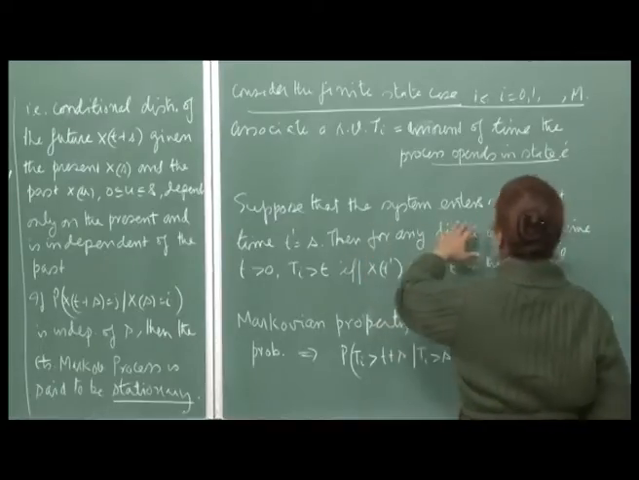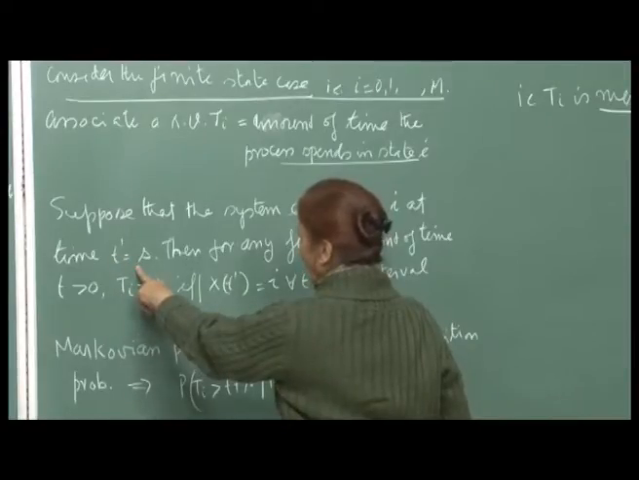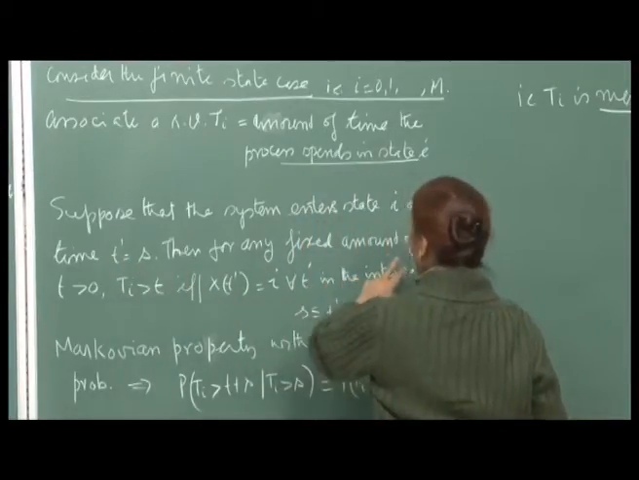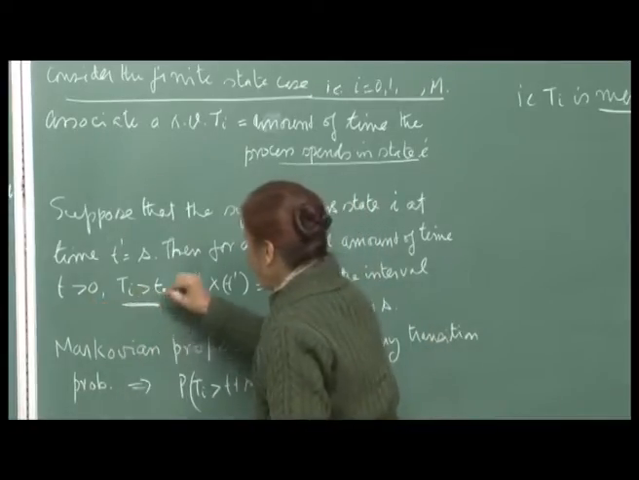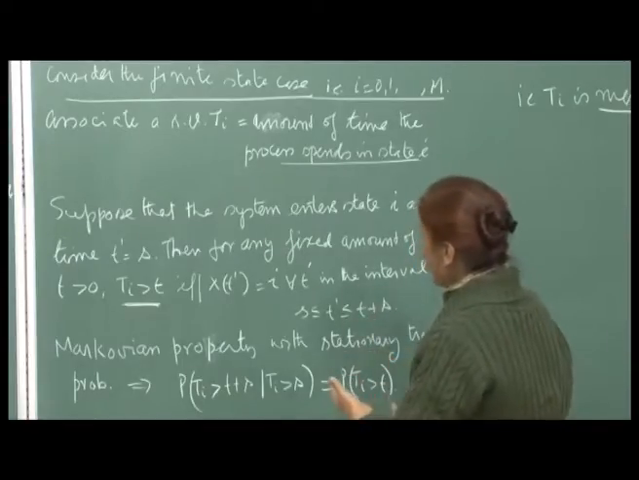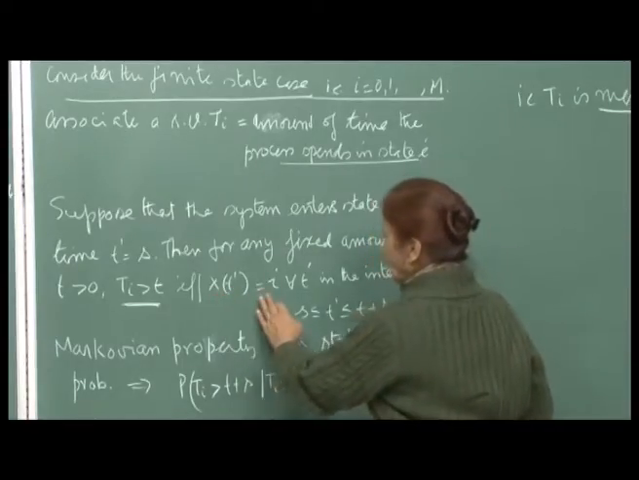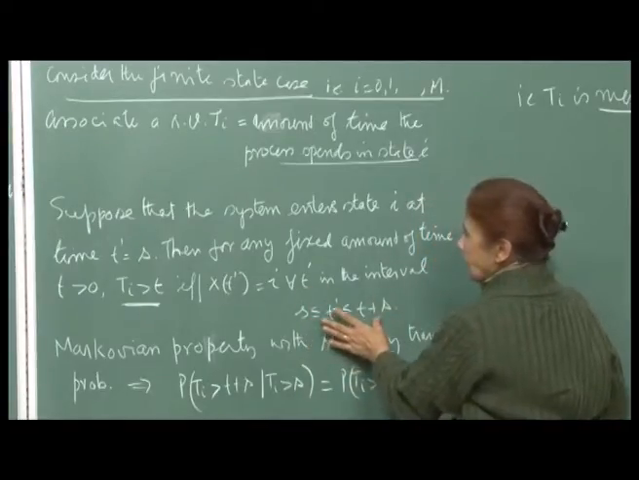sort of express this property, or how do you describe this T_i? So, we say that suppose the system enters state i at time t' equal to s. Okay. Then for any fixed amount of time t greater than 0, T_i greater than t will be possible if it has been continuously, that means, if X(t') is i for all t' in the interval s to t+s.